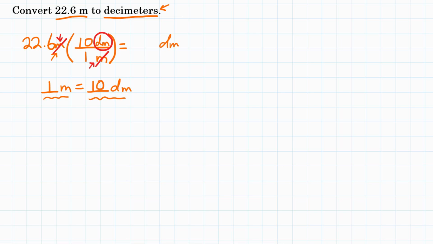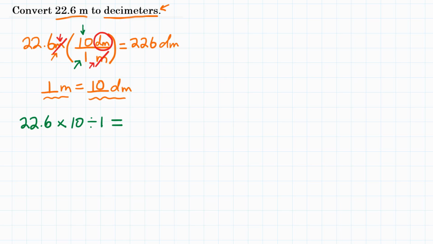Now we want to punch this in the calculator. So to do that, we will start with 22.6. And then because we're multiplying by a fraction, we're going to multiply by the top and divide by the bottom. So we're going to multiply by the top, which is 10. And then we're going to divide by the bottom, which is 1. Now that really won't change anything, so you could skip that if you wanted. And then we'll hit equals, and you should get 226.